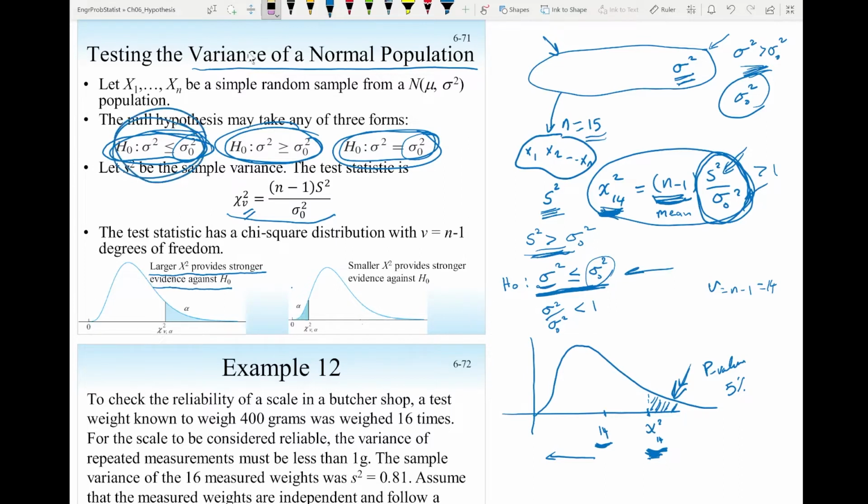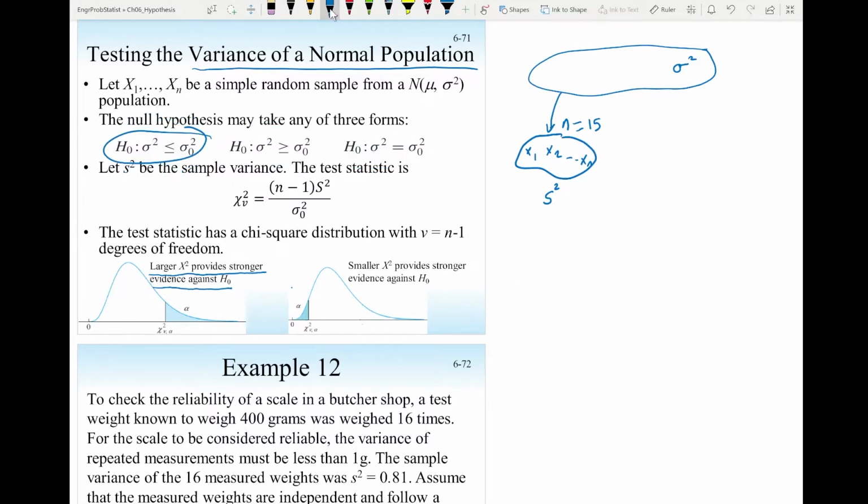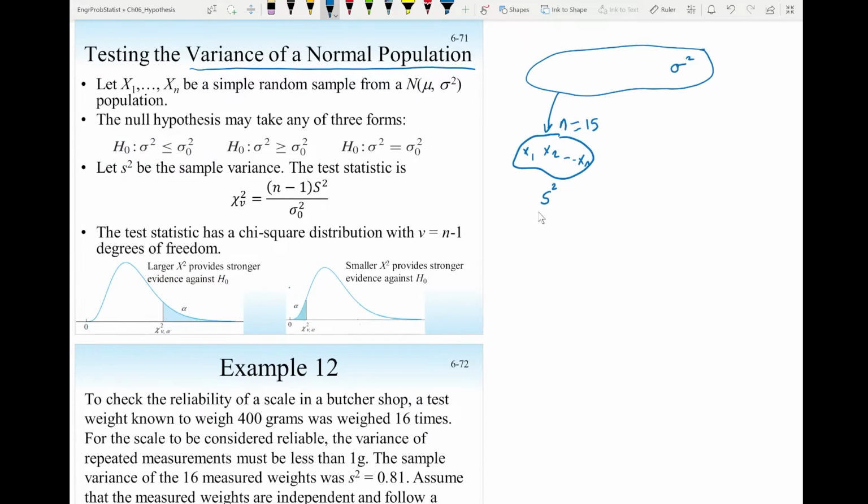Let me clean up. So let's take another scenario. The sample variance came less than sigma naught square. And let's assume the company was claiming that the variation on their product is less than this value. So then my null hypothesis in this case will go against the evidence and the claim. So I will say, no, the variance of the population actually is equal or larger than sigma 0 square.